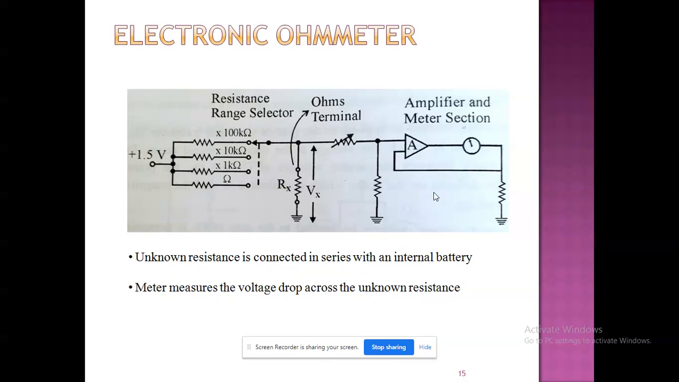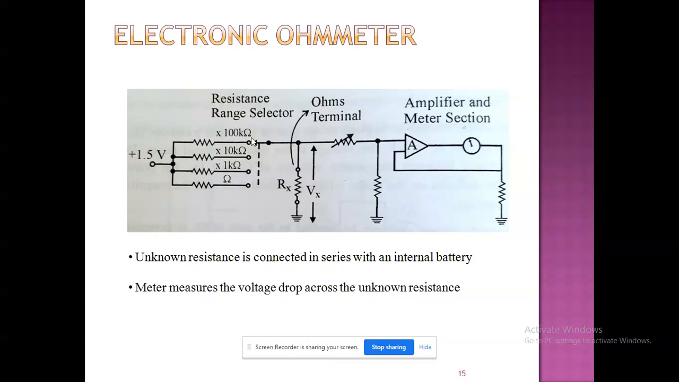Next, we have how an electronic multimeter is used as an electronic ohm meter. Now, when the electronic multimeter is used as an electronic ohm meter, the function switch on the front panel of the meter is placed on the ohm position. The unknown resistance is connected in series with the internal battery, and the meter simply measures the voltage drop across the unknown resistance. The resistance range selector switch along with an amplifier and the indicating meter is shown in the figure. Let us see the working of it.